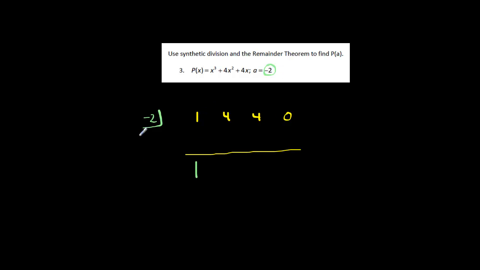So 1 drops down, multiply, negative 2 times 1 is negative 2, add down, negative 2 times 2 is negative 4, add down, multiply, and add down. This over here is your remainder. For a remainder theorem, the remainder is your answer. This is the same answer you would get if you took negative 2 and you plugged it in for x here, here, and here, and then simplified. Same exact answer. You only care about the remainder. The remainder is the answer for problems like this where you have to use the remainder theorem.